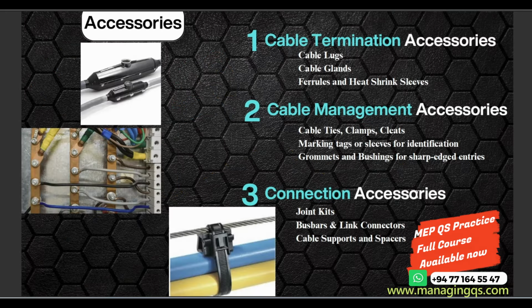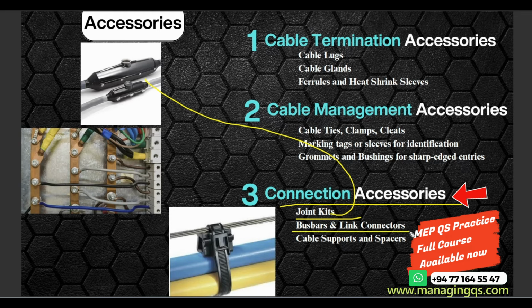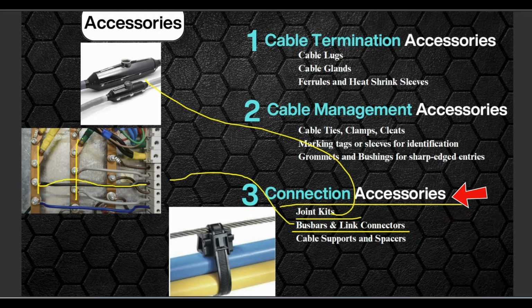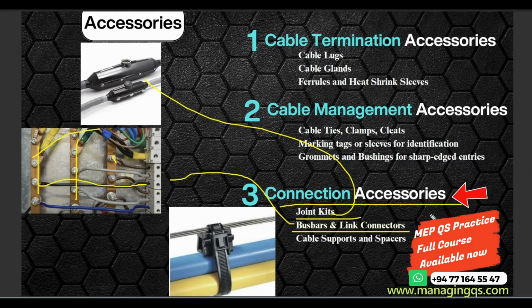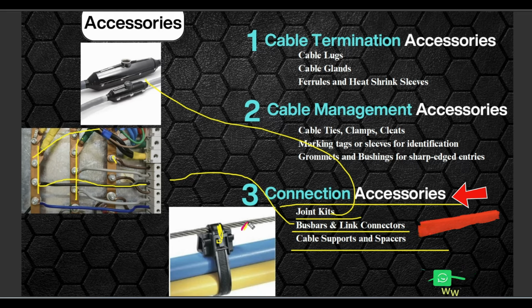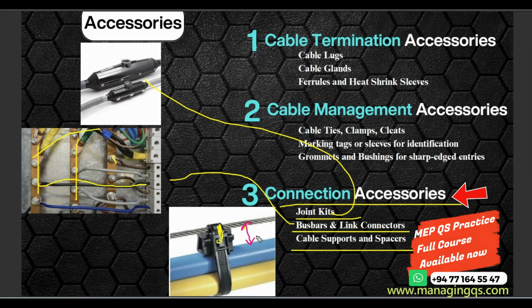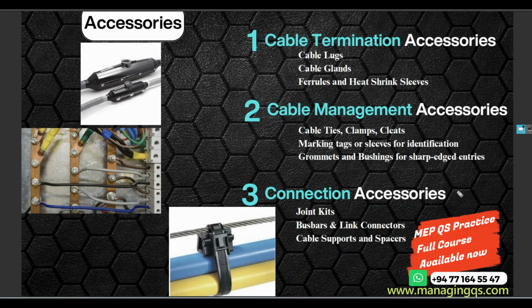Right, so the third one is the connection accessories. We can say some joint kits, and also the busbar link connectors. These are the busbars, copper busbars. These are the link connectors. So we can easily say like this. And also the cable supports and spacers. This is the cable support and spacer. Spacer means this item provides us some particular space from one item to another item. So these are the general connection accessories.